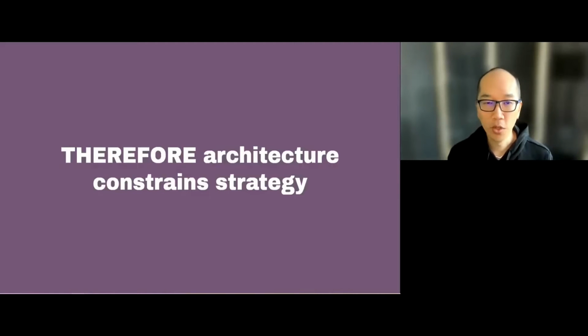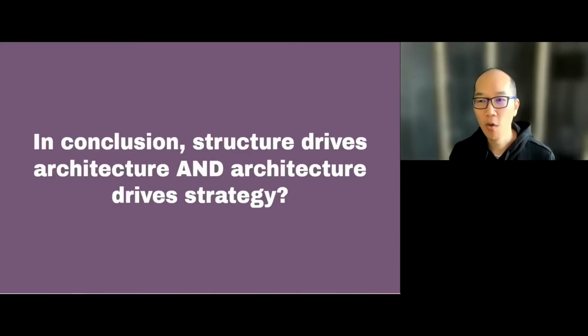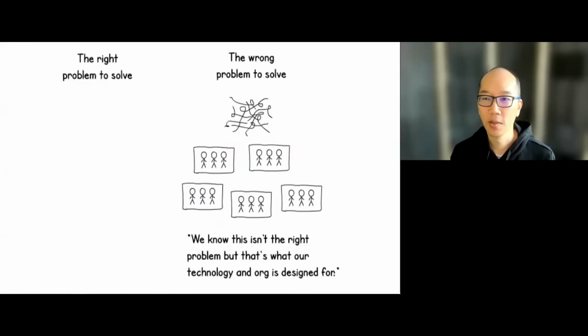So therefore, the conclusion is that architecture constrains strategy. Combined, the overall conclusion is that structure drives architecture and architecture drives strategy. So is this true? There's a problem with this logic, and this is what I see wrong with it: you're allowing the current design constraints of your technology and organization to decide what problem to solve, even if it's essentially the wrong problem.